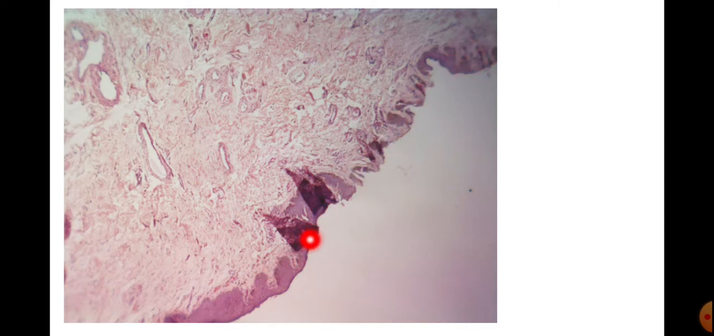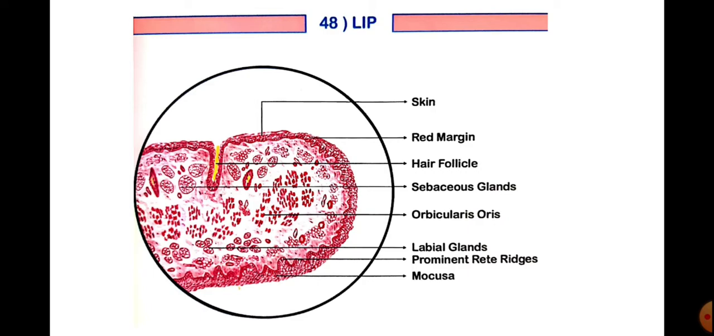Here this is the junction. At the junction you can find these folds. Actually, this is an artifact. This is the mucocutaneous junction, the mucous membrane and the skin. Underlying it, in the connective tissue, you can find numerous blood vessels. So we have seen how the slides of the lip look.